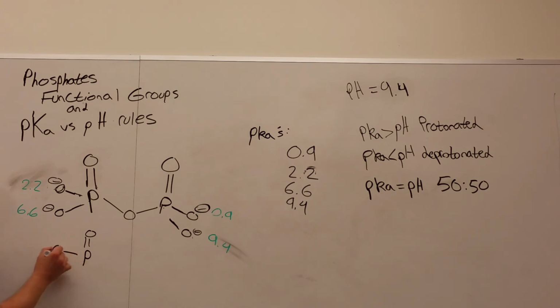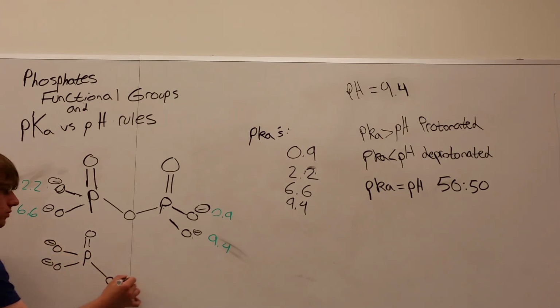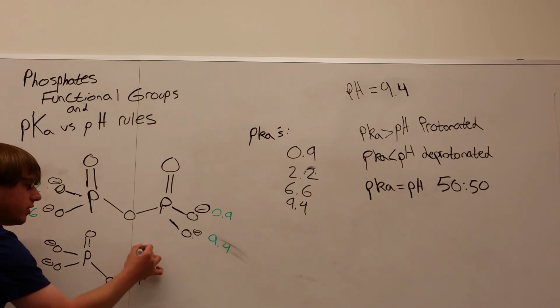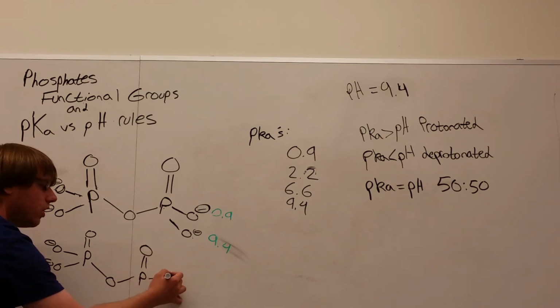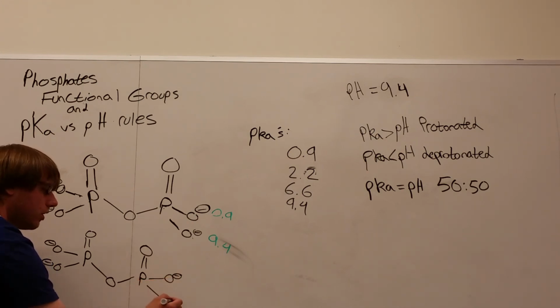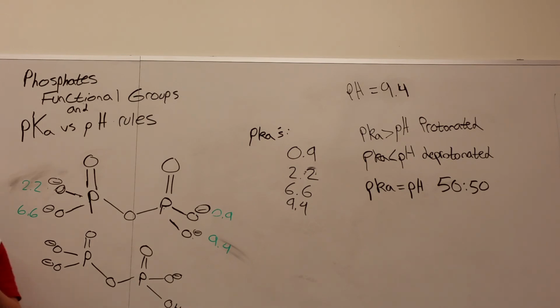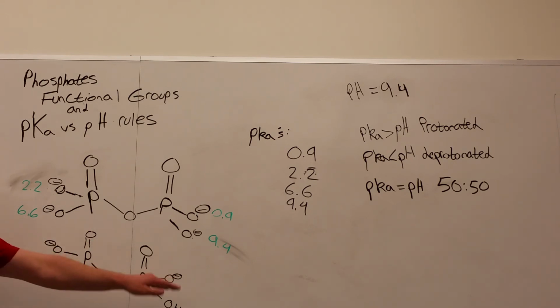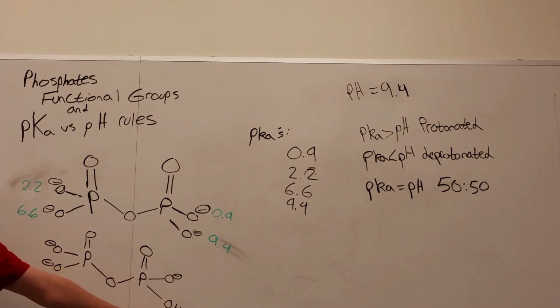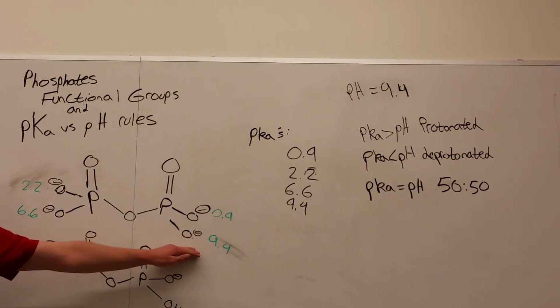So you would have O-, O-, phosphorus, carbonyl, O-, and OH. So you'd have 2 products, a 50-50 mixture of these 2 things. One where the OH with the pKa of 9.4 is protonated, and one where it is deprotonated.